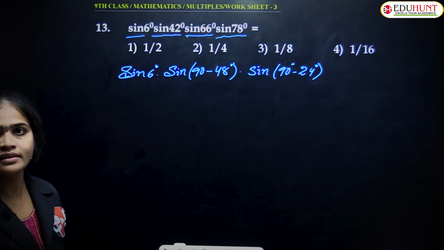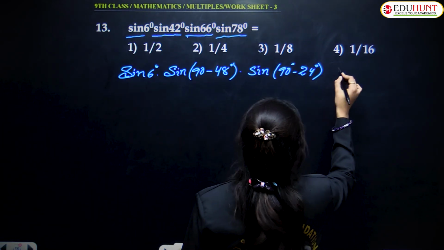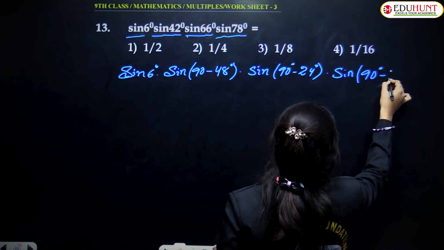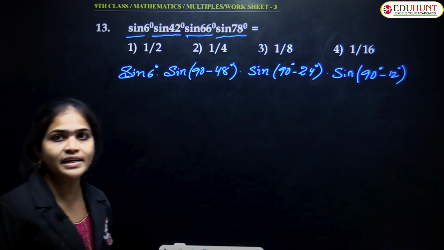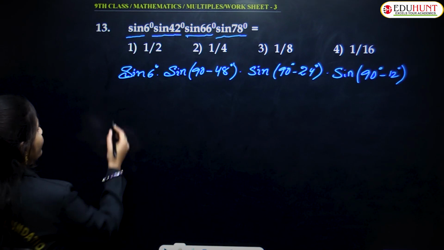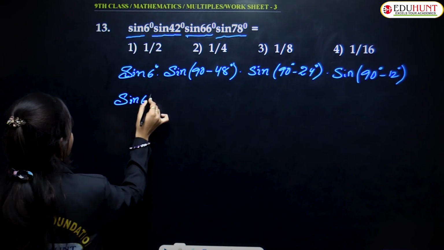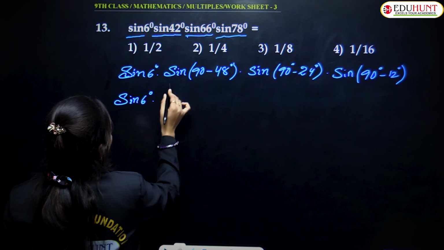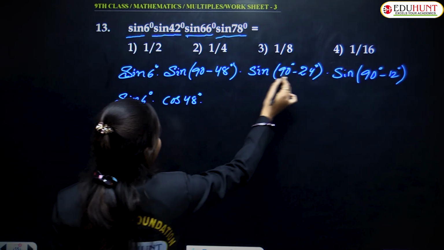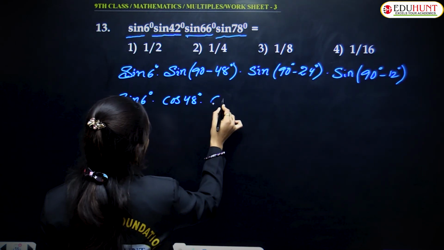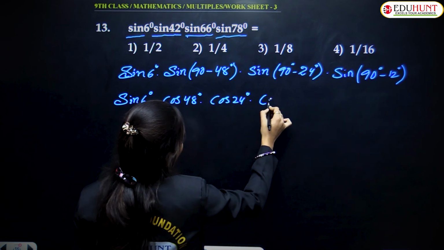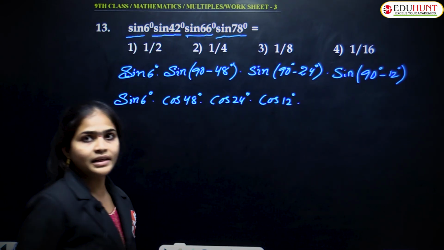Okay, sin 66 is sin(90 minus 24), and sin 78 degrees can be written as sin(90 degrees minus 12 degrees). I've just kept sin 6 degrees and changed everything else. So now it becomes sin 6 degrees into cos 12 degrees, since sin(90 minus theta) equals cos theta, cos 48 degrees, cos 24 degrees. Am I clear?